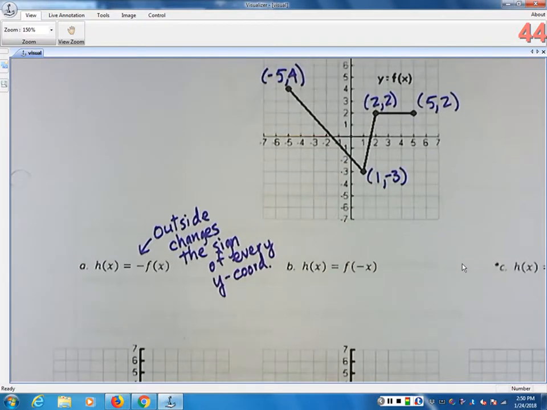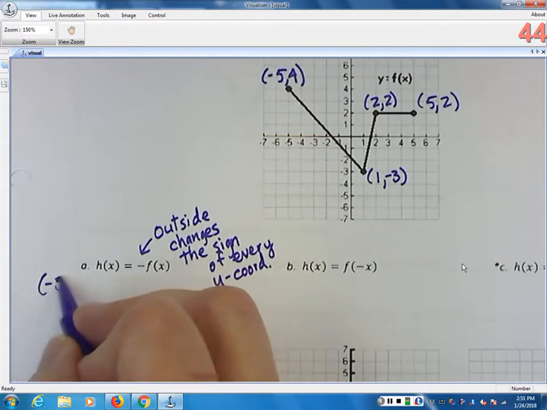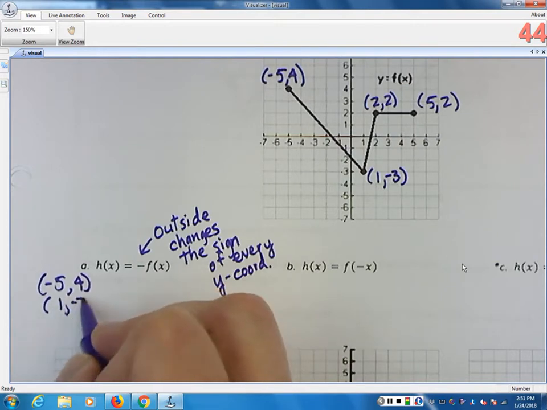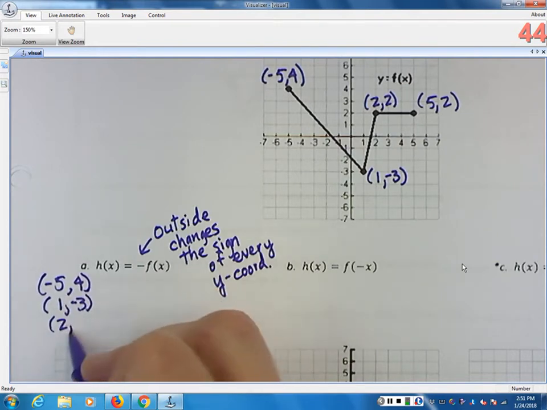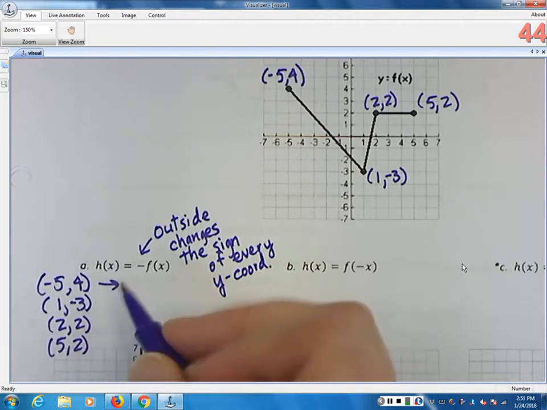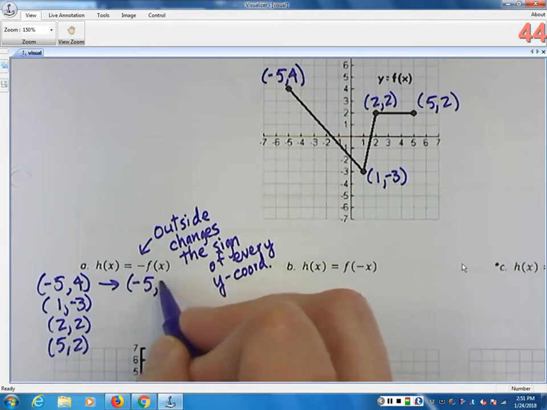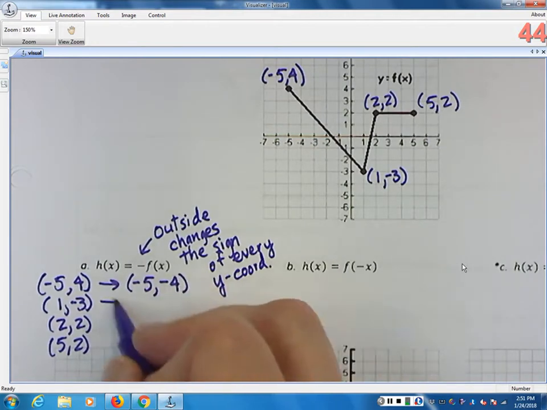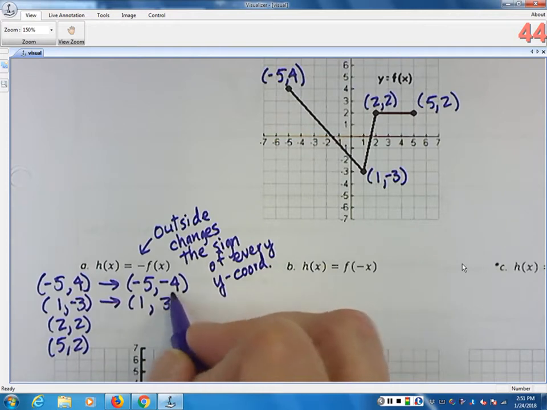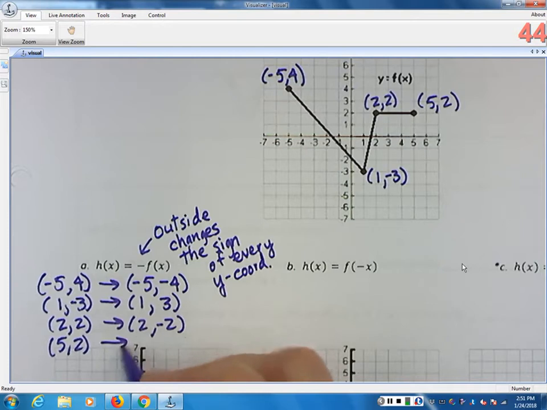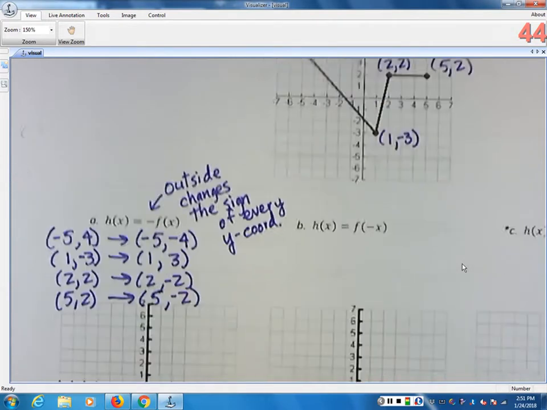Okay, so I'm going to write my points down: (-5, 4), (1, -3), (2, 2), and (5, 2). Changing only the sign of the y coordinate, you get (-5, -4), (1, 3), (2, -2), and (5, -2). Just changing the y coordinates.